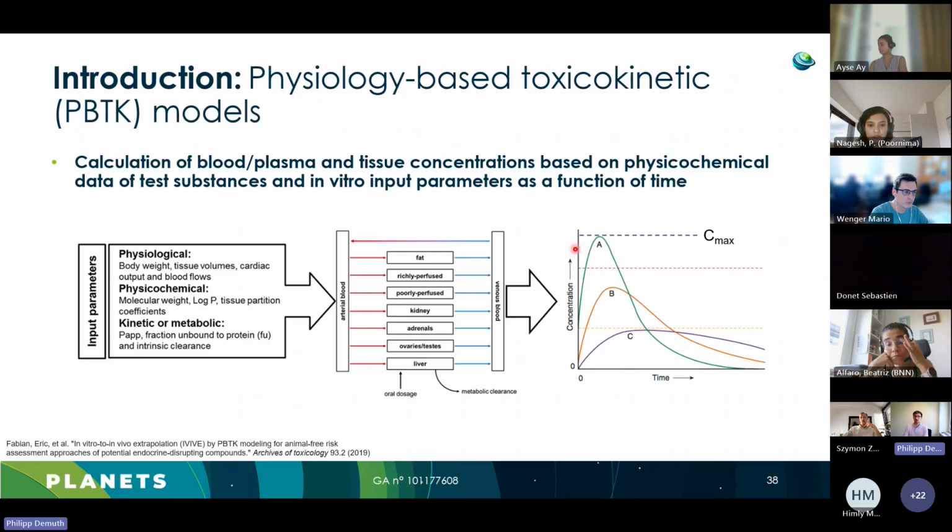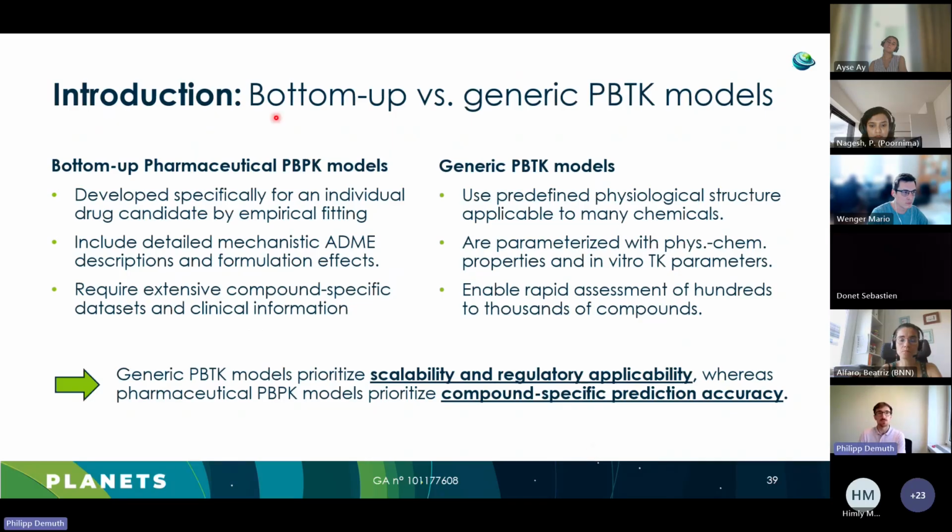So again, you get concentration time curves, and depending on the lipophilicity of the compartment and certain parameters that might also play a role, you get different concentrations and concentration time curves. So one important differentiation which I have to make here is the one between bottom-up and generic PBPK models. So PBPK models were or are used a lot in the pharma industry. And here, normally bottom-up pharmaceutical PBPK models are applied.